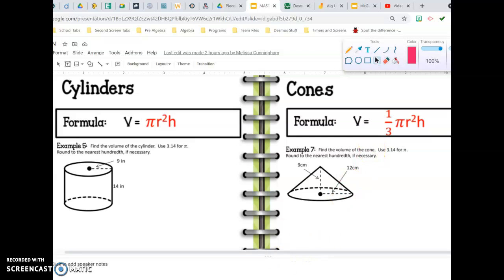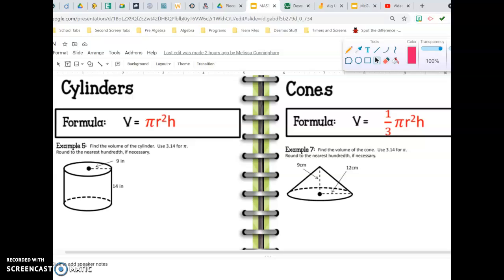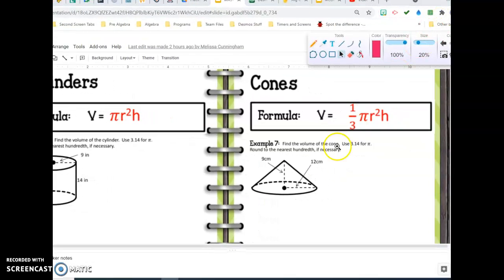All right, moving over here to cones now. So our cones are similar to our cylinders. You should see that they both have pi r squared h because their base is a circle. So that's the pi r squared, the radius part of the formula for the area of a circle. The height represents the height of this cone.